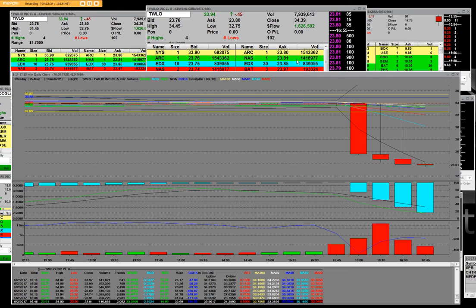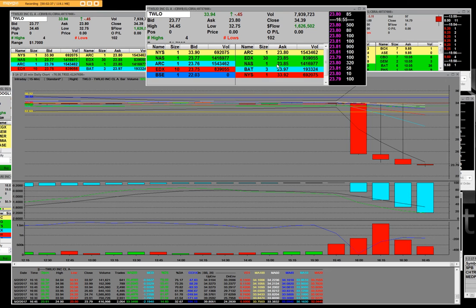And this is what happens to stocks that do not make their earnings. And we're up big time on this stock right now in the after hours. We shorted it the minute that report hit.